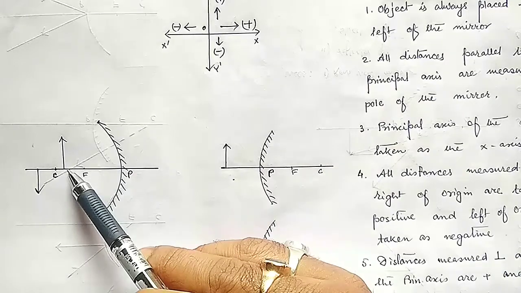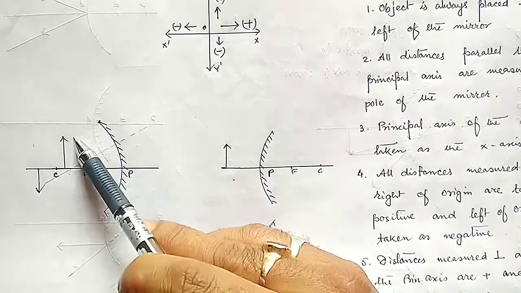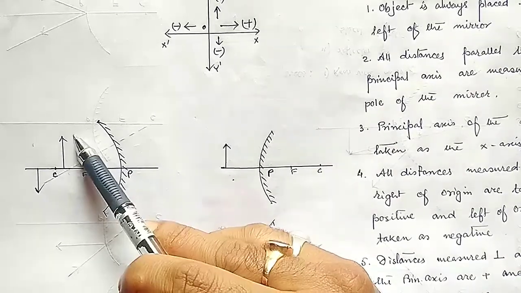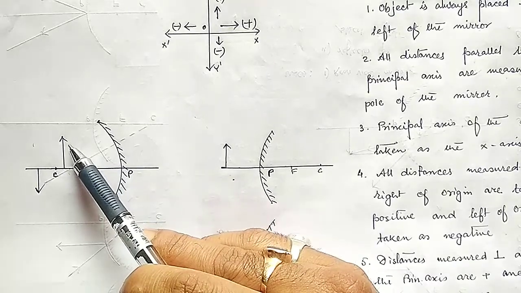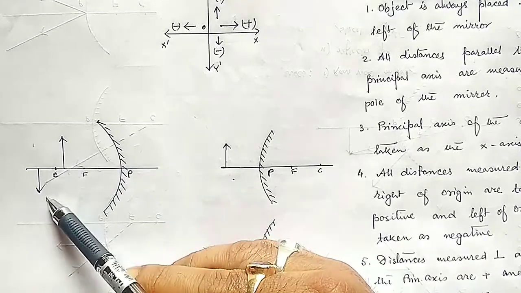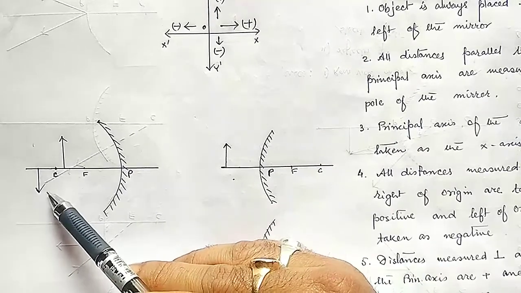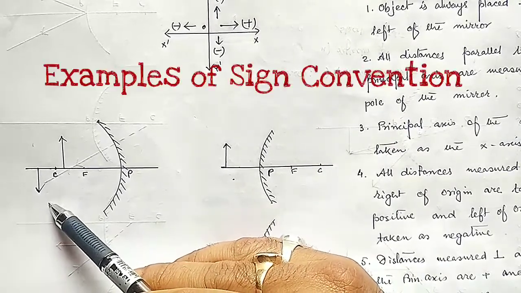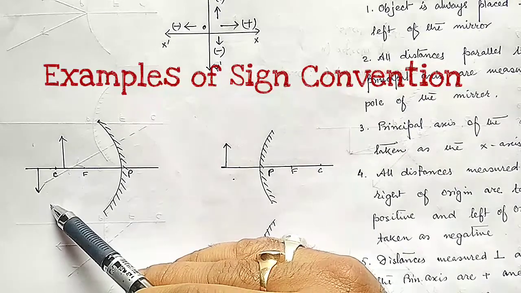All the distances measured perpendicular and above the principal axis are considered as positive, and distances measured perpendicular and below the principal axis are considered as negative. So these are the modern sign conventions. Let me give one or two examples now.